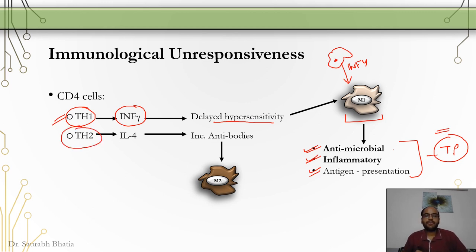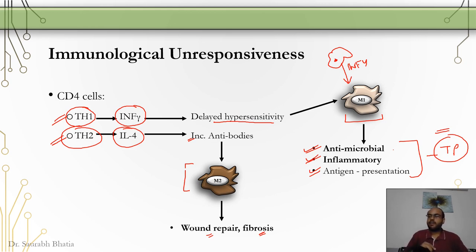In TH2 response, you have interleukin-4, which increases the antibody formation. Remember, in part 1, I told you that humoral antibody is more in lepromatous pole, but it is ineffective in lepromatous pole. So the antibodies would be more, but they are unable to kill the bacilli. So in TH2 response, interleukin-4 is increased, leading to increased antibodies and formation of the M2 phenotype of macrophage. And this is much more responsible for wound repair and fibrosis. In other words, it will lead to fibrosing damages of the various structures. You could see the skin damage or nerve damage because of the M2 phenotype of macrophage.